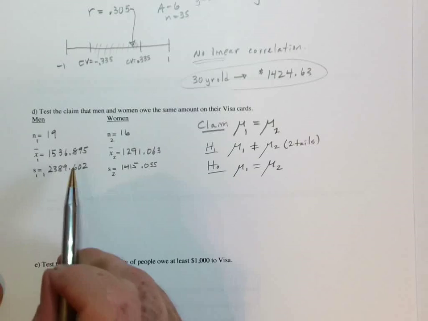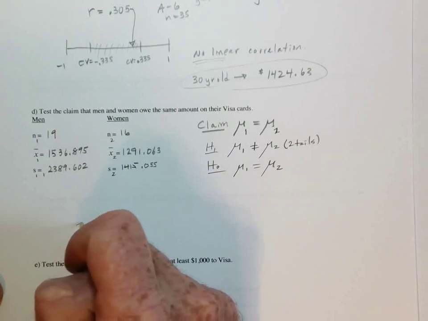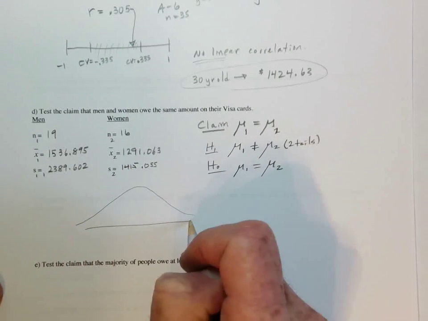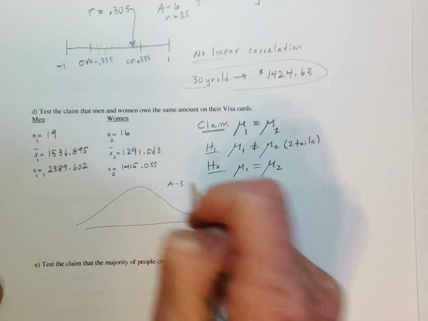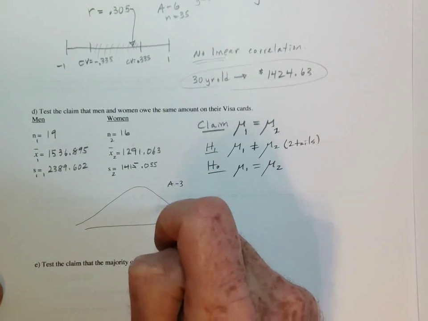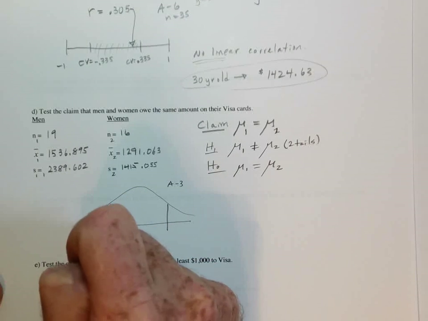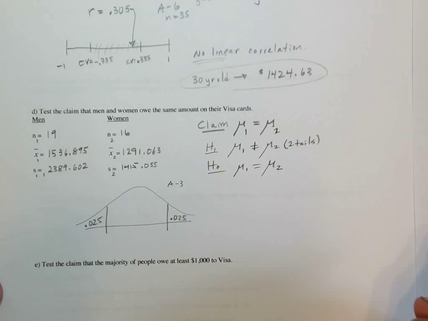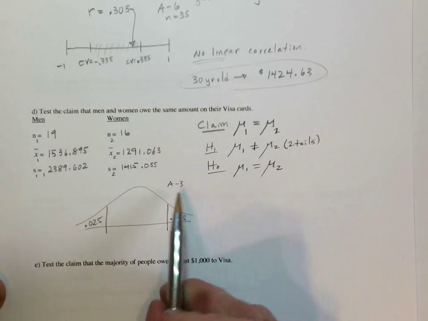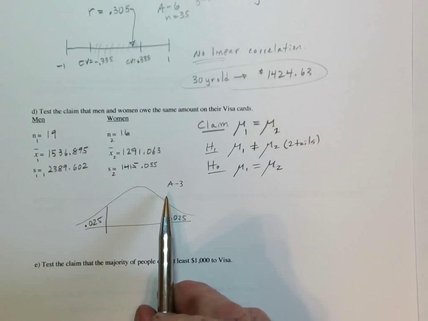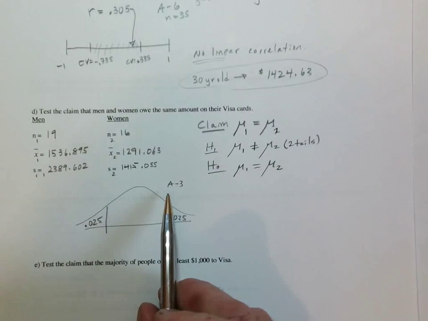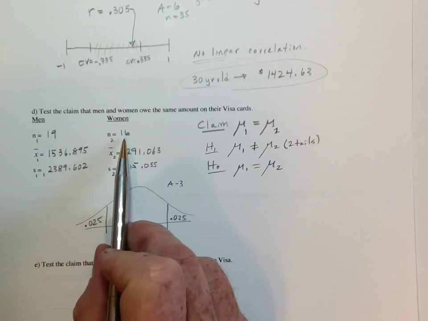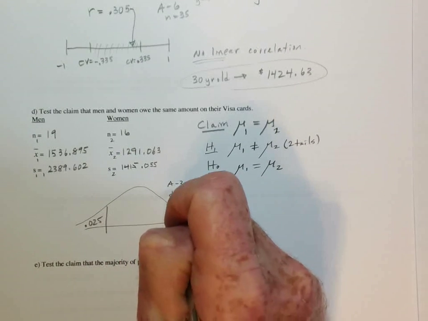When we're testing claims about means, it's going to be a t-test, which looks like the normal distribution, using table A3. It's a two-tailed test. This would be 0.025 and this would be 0.025 because we're using 95% level of confidence. In order to use table A3, we have to have degrees of freedom. In this particular test, degrees of freedom is n-1 for the smaller group, so it's going to be 15.